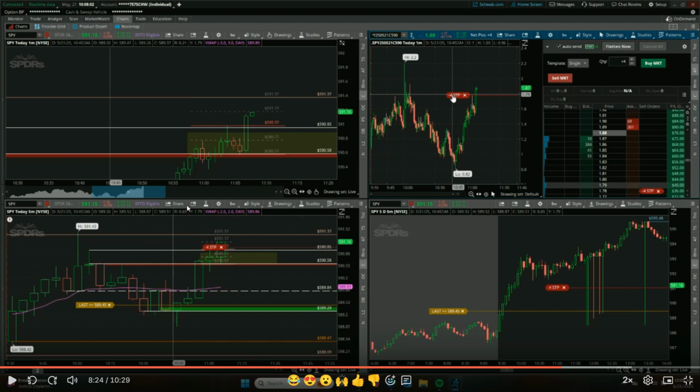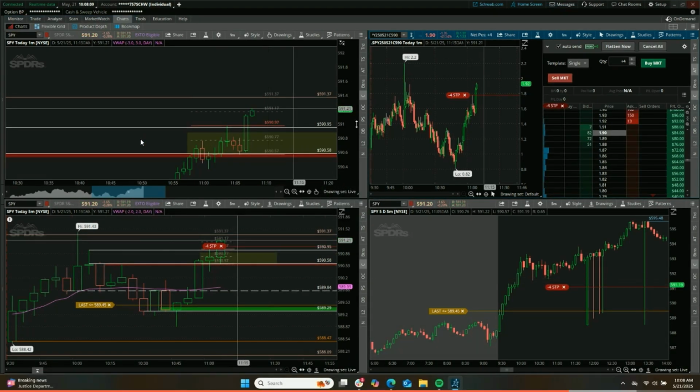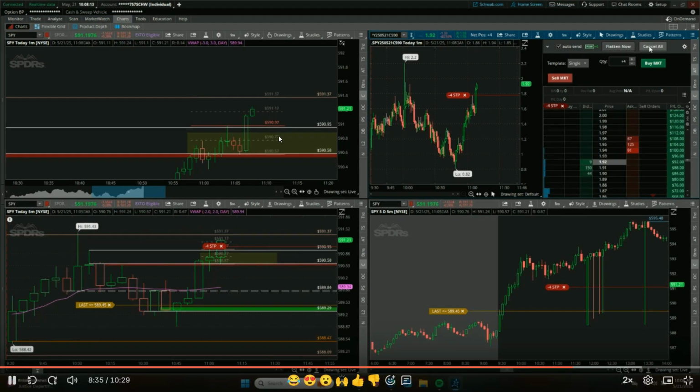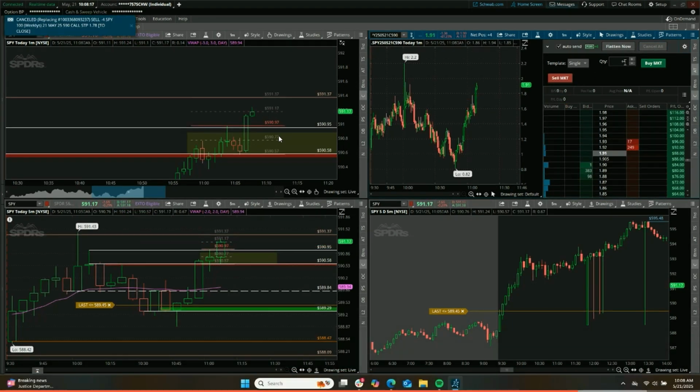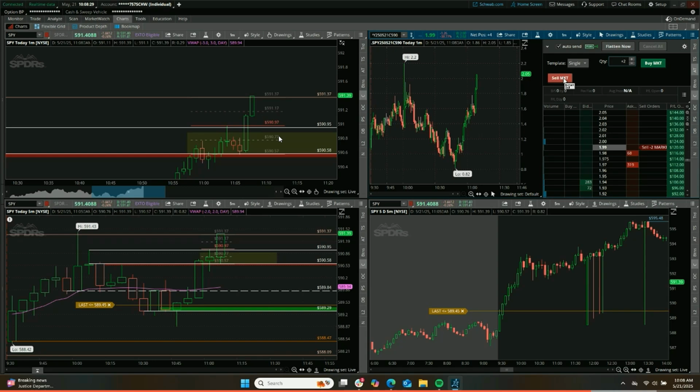But yeah, once it did that, I was like, all right, well, that becomes my new stop loss. So I placed a hard stop right there. Then it continued to push up. So I decided to cancel that. And I was getting ready to just take some.